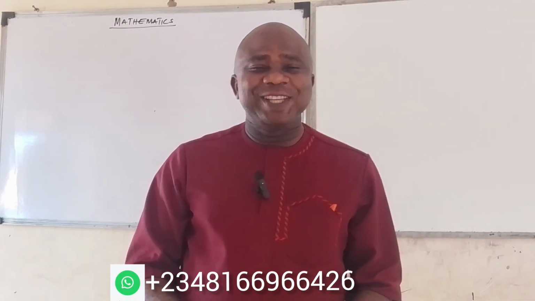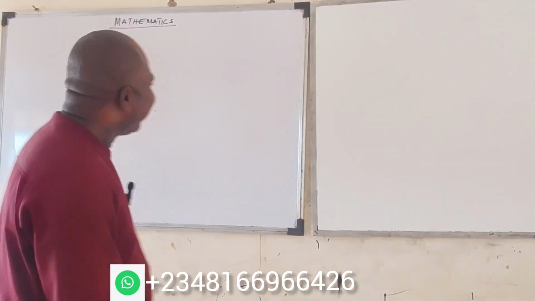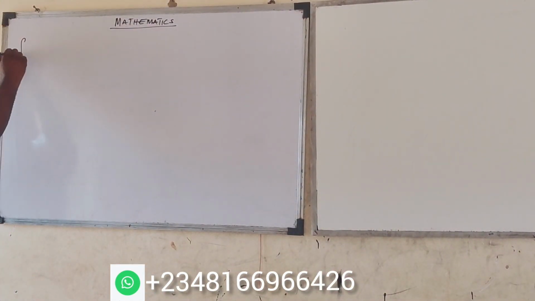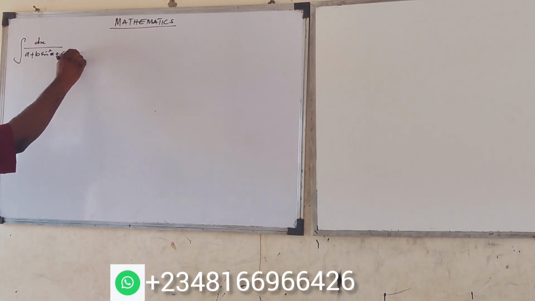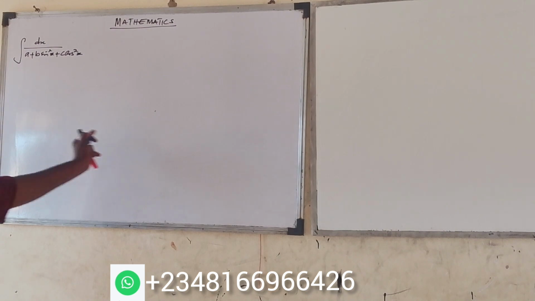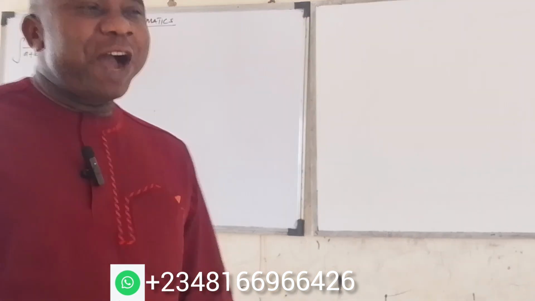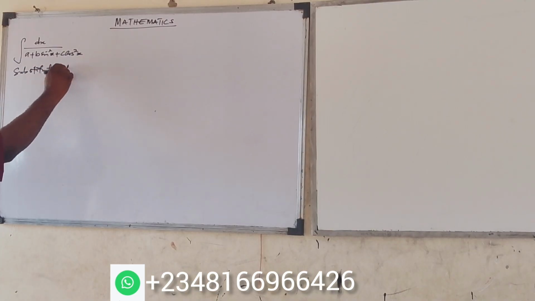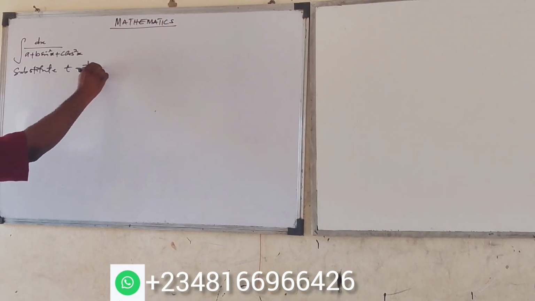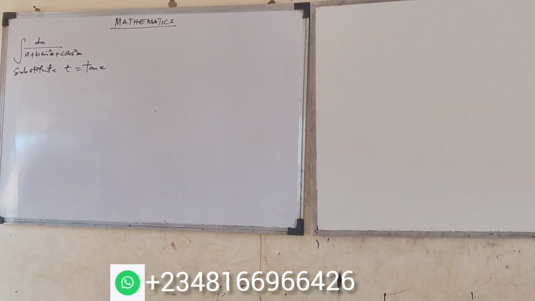Today, we are going to be looking at integration of this form: the integral of dx over a plus b sin squared x plus c cos squared x. Now, when you have a function in this form, the idea behind this is to substitute t is equal to tan x.